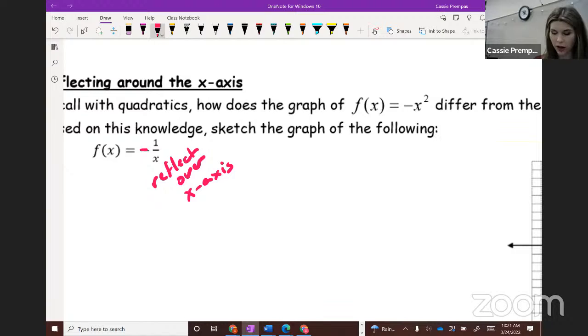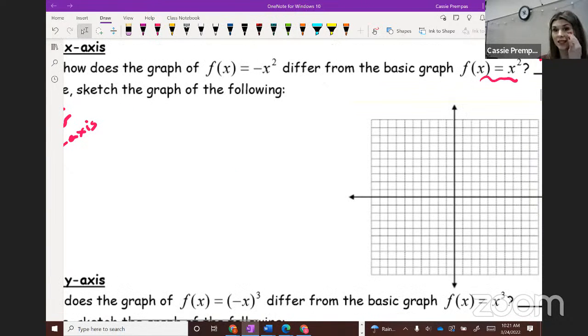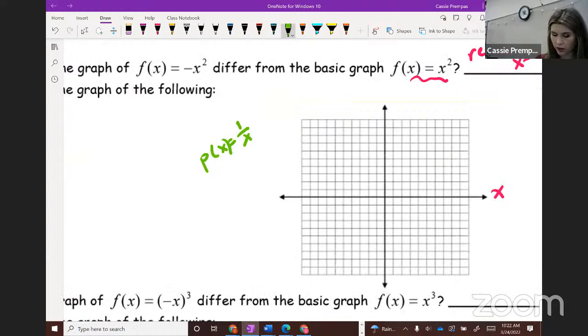So let's start with our parent graph. And this one you will want to sketch the parent graph just so that you can visually see the change. So my parent graph is 1 over x. It has points like (1, 1), (-1, -1). It has a vertical asymptote at x equals 0. It has a horizontal asymptote at y equals 0. And we know that it's sketched up like this.